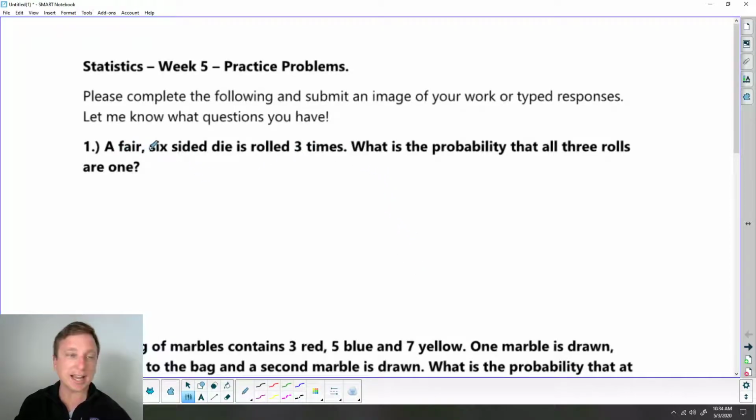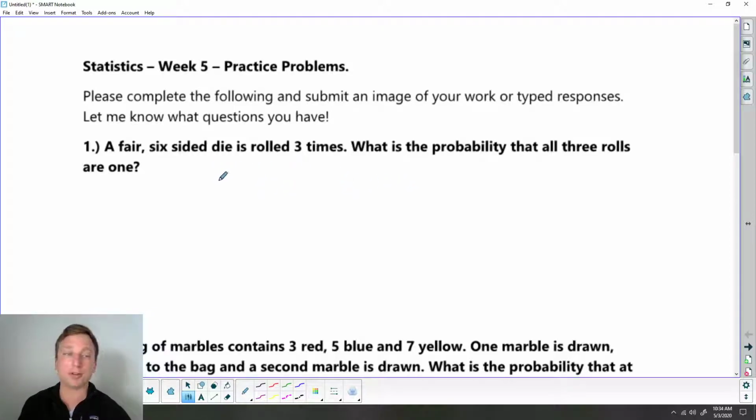A fair 6-sided die is rolled 3 times. What's the probability that all 3 rolls are 1? Well, these are independent events because the fact that I roll a 6 or a 1 or a 4 the first time doesn't impact the second roll at all. So all I need to think about is what's the probability of rolling a 1 and then just multiply that 3 times because I want all 3 to have that outcome.